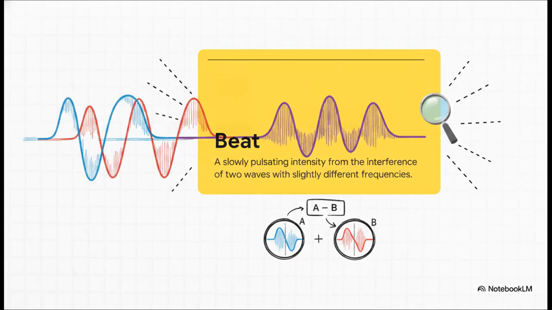So the crucial point here is that a beat is simply a slowly pulsating intensity caused by the interference of two wave sources with slightly different frequencies. When you mathematically add two nearby frequencies together, the result is an average frequency that pulses in strength exactly at the mathematical difference between the two original frequencies. It's actually pretty simple. If one wave is 100 cycles per second and the other is 102, you are going to hear a pulsing beat exactly twice per second.